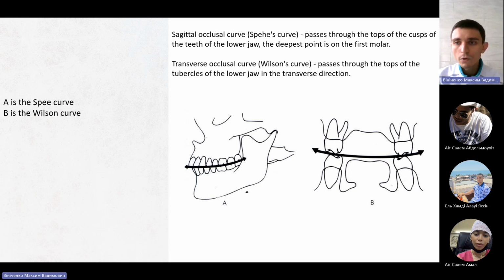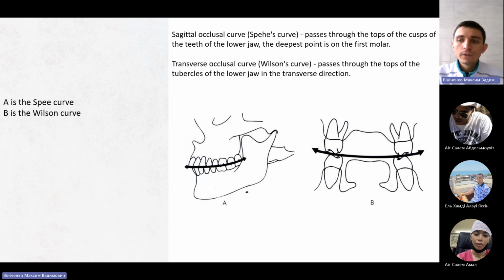We also have the curve of Wilson. It goes in another direction. It is a transverse occlusal curve. The transverse occlusal curve, or Wilson's curve, passes through the tops of the cusps of the lower jaw teeth in the transverse direction. In orthodontic treatment, we use, for example, non-removable appliances, brackets.